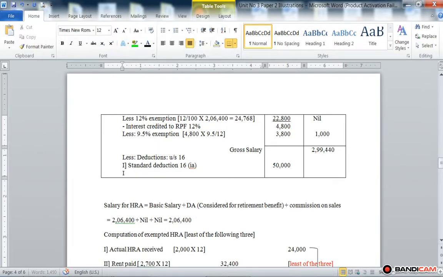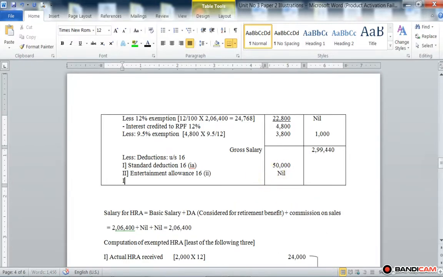Second, entertainment allowance. Entertainment allowance is allowed for deduction under section 16 subsection 2 only for government employees. So he is not a government employee, nil. Then third, professional tax. So professional tax is 2,700. Make the total and deduct this total, 52,700.